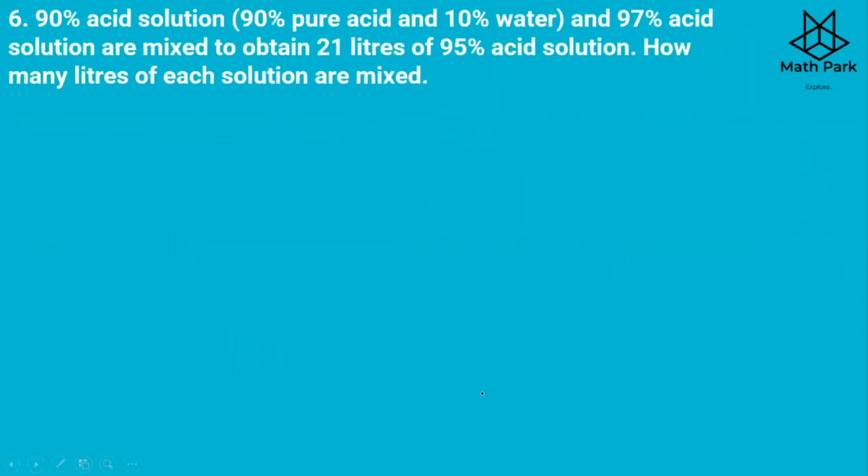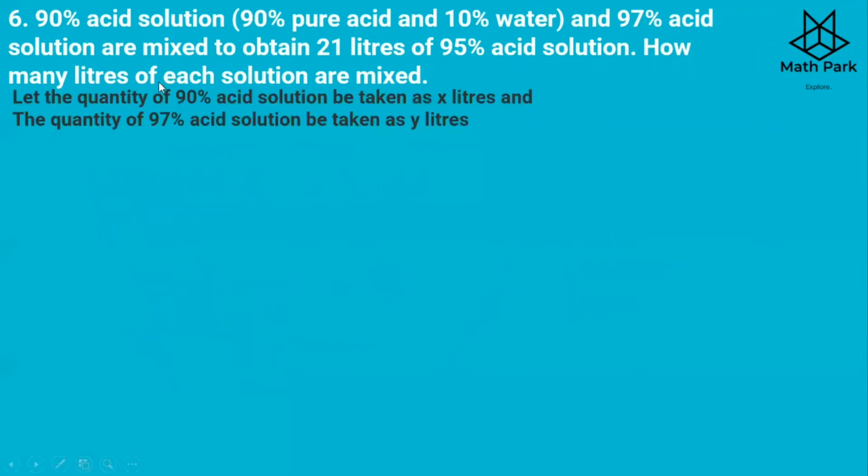Moving to question number 6. A 90% acid solution, that is 90% pure acid and 10% water, and a 97% acid solution are mixed to obtain 21 liters of 95% acid solution. How many liters of each solution are mixed? So let us take the quantity of 90% acid solution to be x liters and the quantity of 97% acid solution to be y liters.